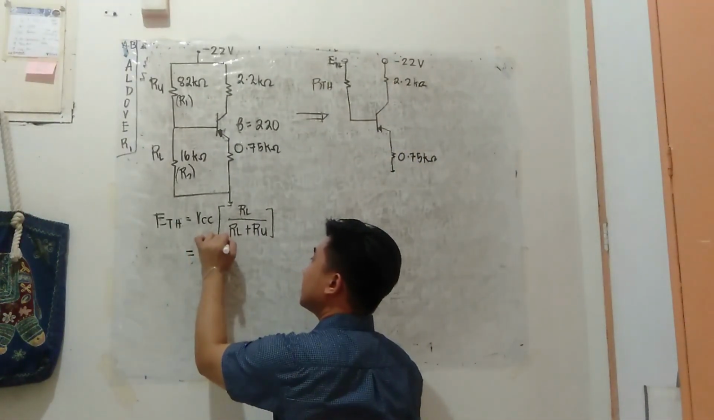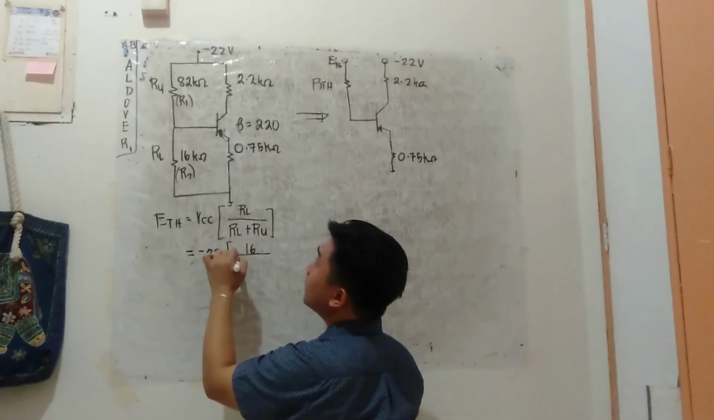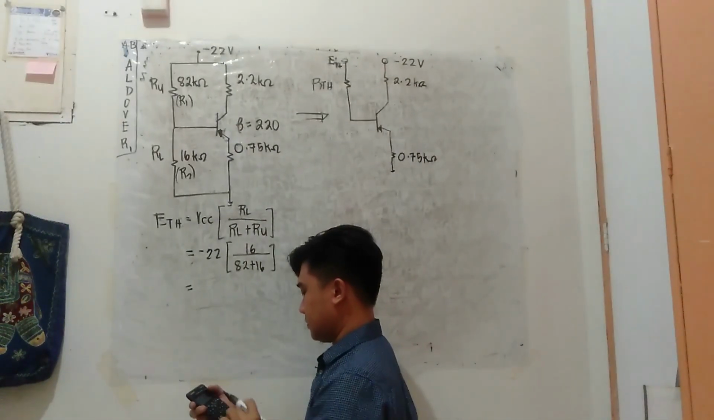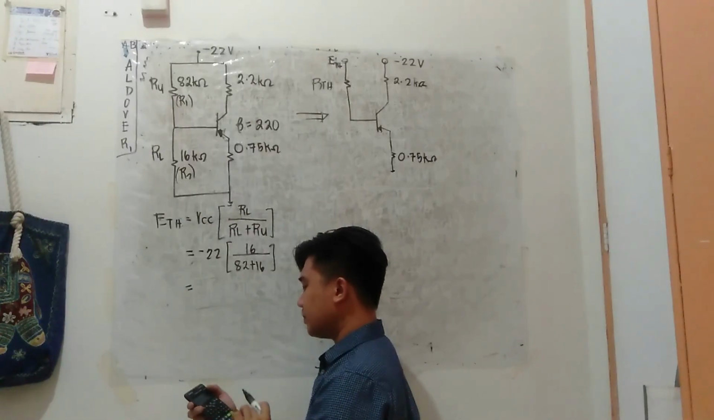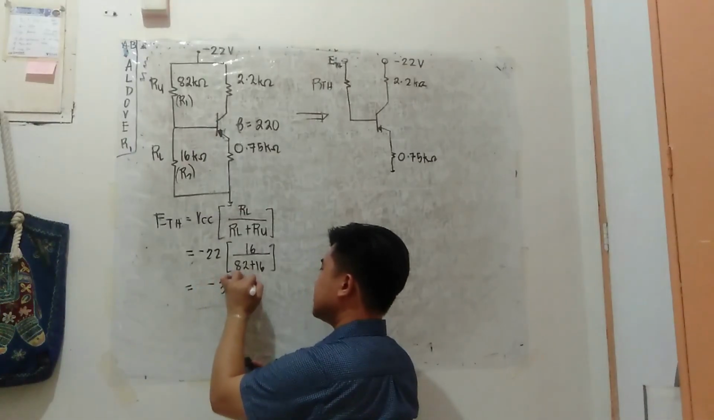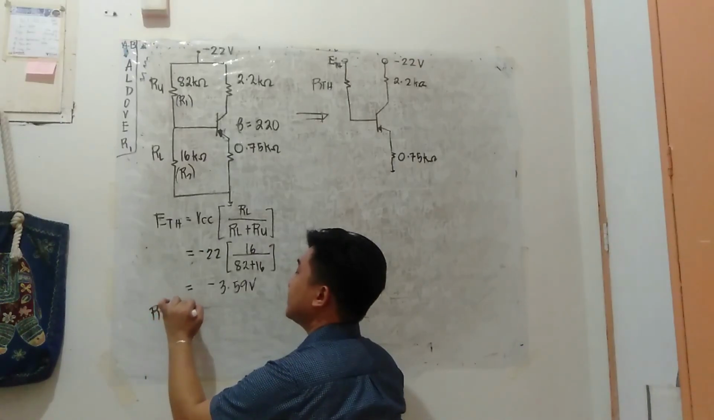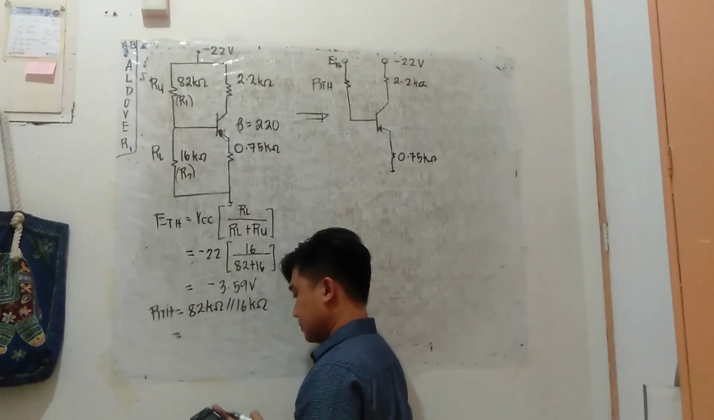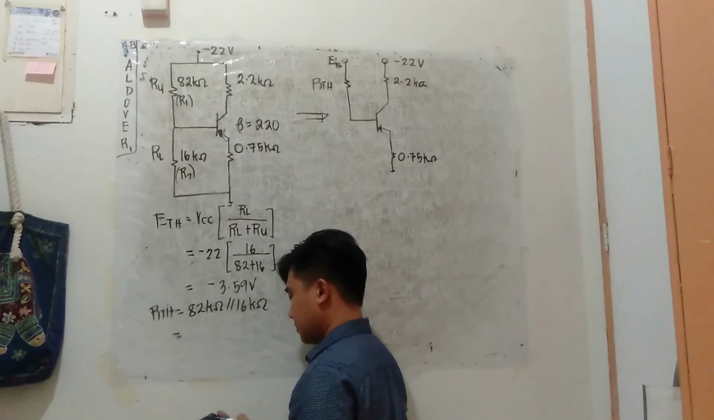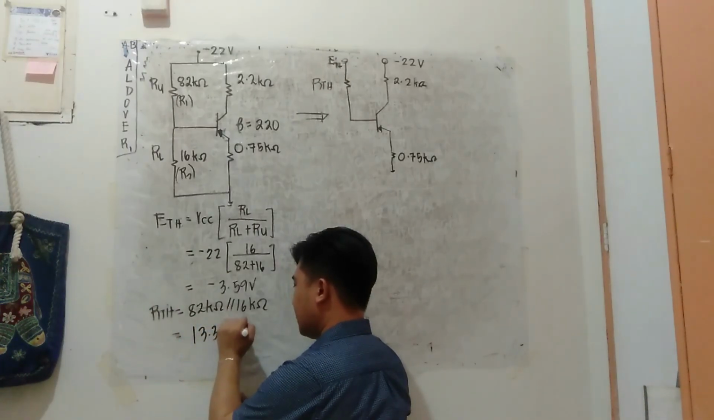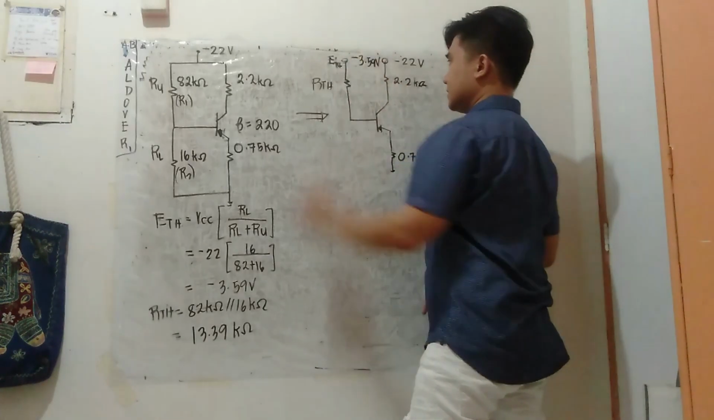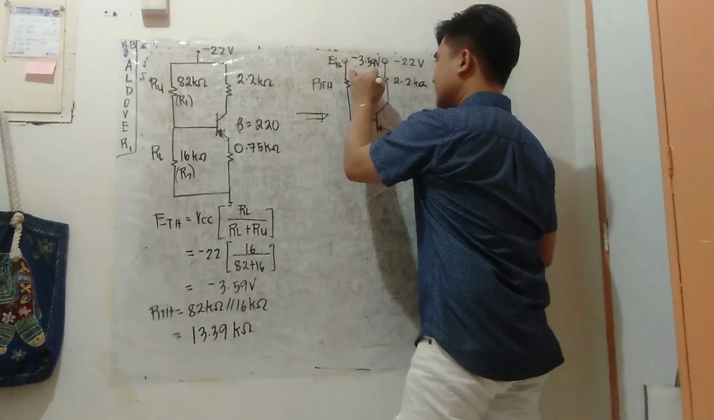So, that is negative 22 all multiplied by 16 all over 82 plus 16. Again guys, pag nagko-compute, i-store po yung ating mga nako-compute na values ha. So this is negative 3.59 volts. To get RTH, iparallel ko lang si 82 kilo ohms at si 16 kilo ohms. Equal lang po yun sa 13.39 kilo ohms. So, lagay na lang natin yung values dito. Your ETH is negative 3.59 volts, while your RTH is 13.39 kilo ohms.